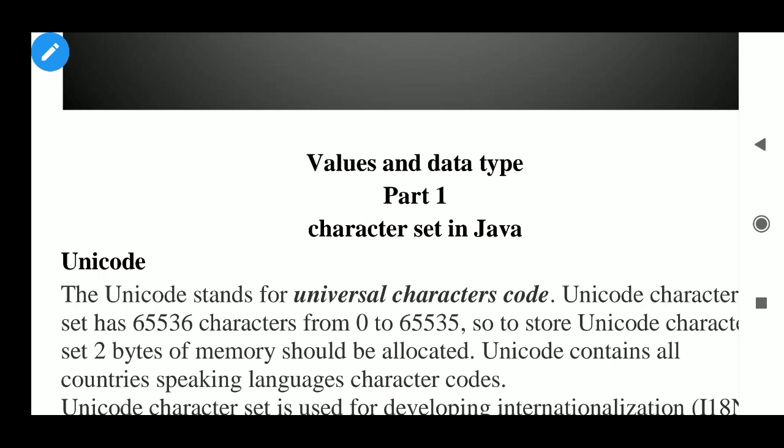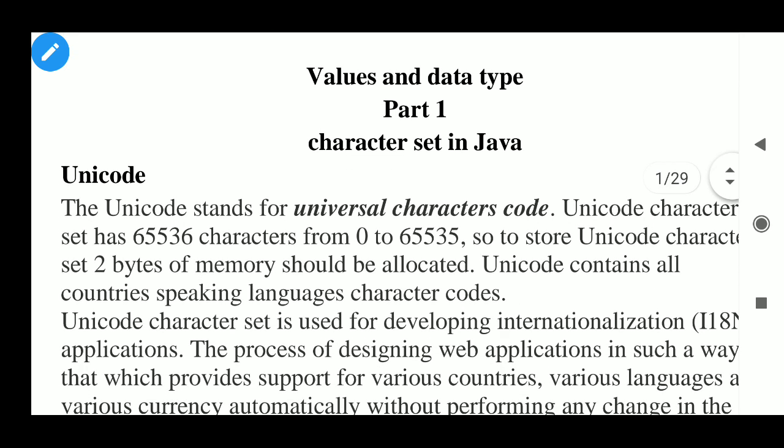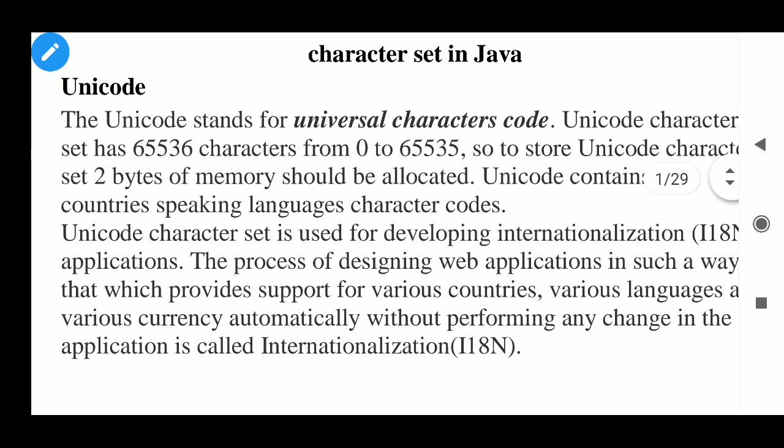Unicode stands for Universal Character Code. This is the full form. Okay. Unicode character set has 65,536 characters, that is from 0 to 65,535. So these Unicodes occupy 2 bytes. Okay. And Unicode contains character codes of all countries' spoken languages. That's why it is called Universal Code. So Unicode character set is used for developing internationalization.